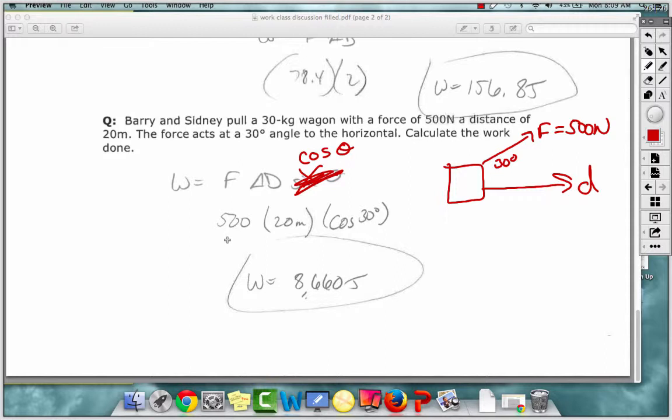So it's basically calculator work at this point, if you just don't forget to put cosine of 30 in your equation. So you take 500 times 20 times the cosine of 30. If you do that math problem, you should get 8,660 joules of work.